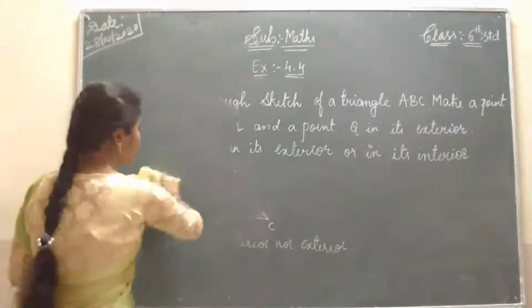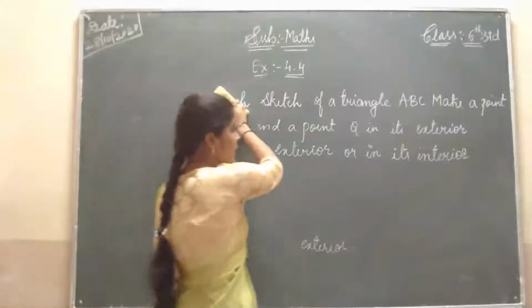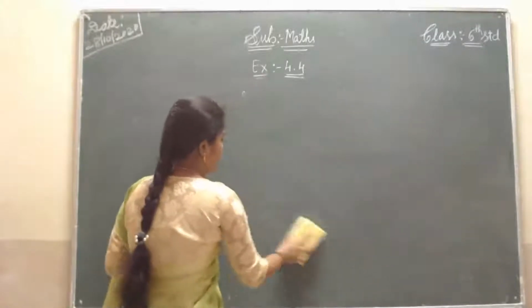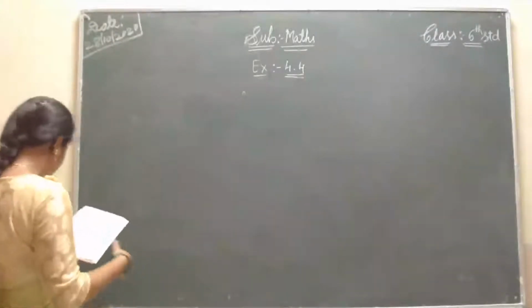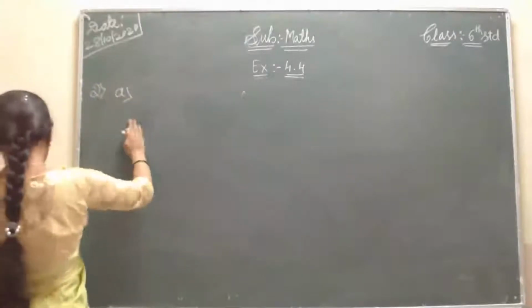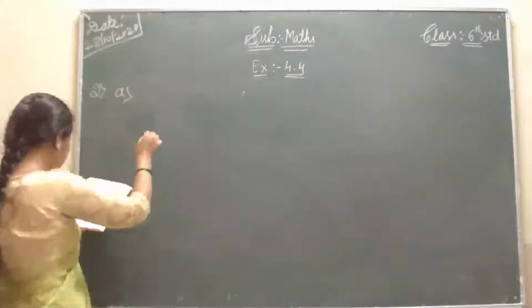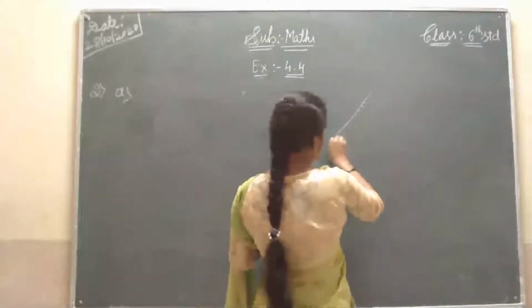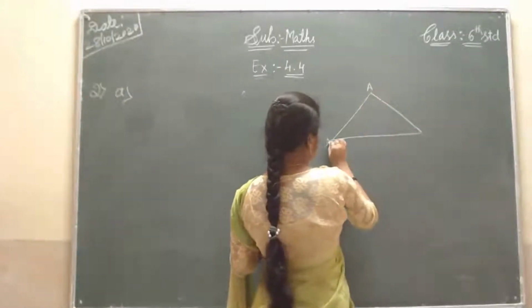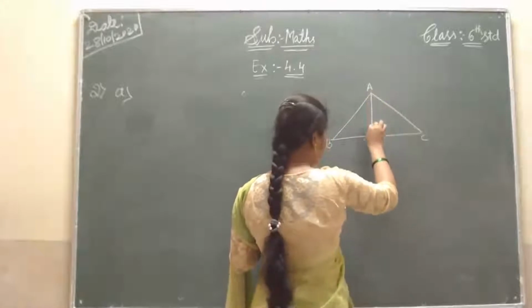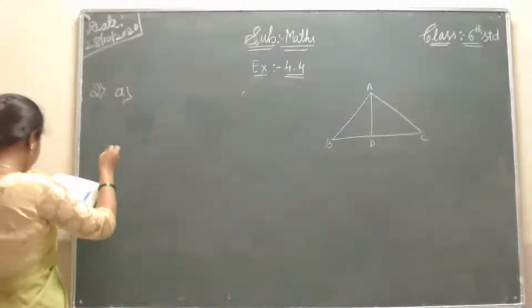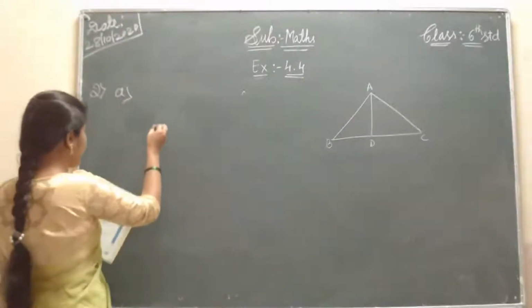Next, the second one. In 4.4, there are only two questions. In the second one, see here, a diagram is given with A, B, C, and this one is D. Part A: identify three triangles in the figure.